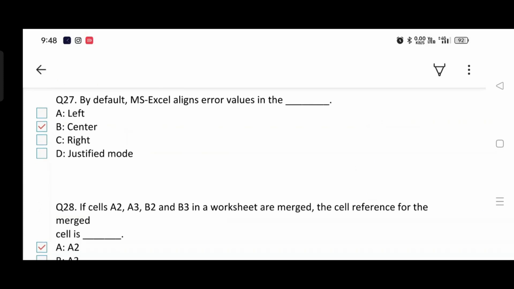Question 27. By default, MS Excel aligns error values in the dash. Answer is B. Center.